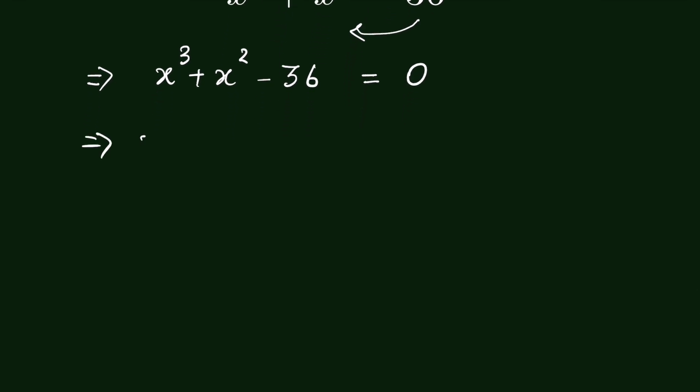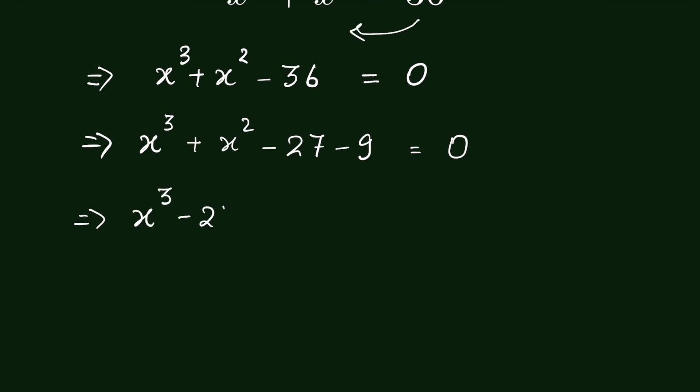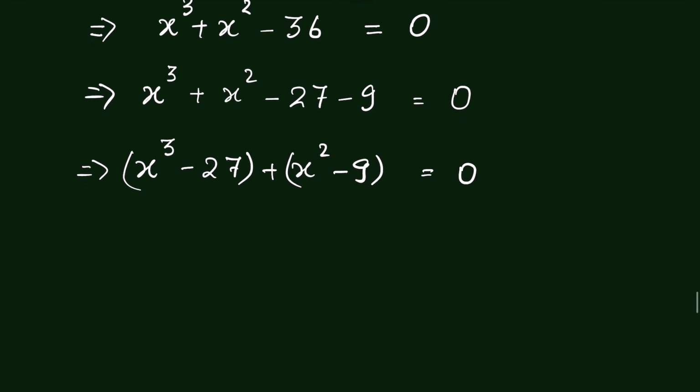Now x cube plus x square minus 36, we can also write it as minus 27 minus 9 is equal to 0. Now let's rearrange it. We can write x cube minus 27 plus x square minus 9 is equal to 0. We can keep them together like this. Then there is no change in the question.